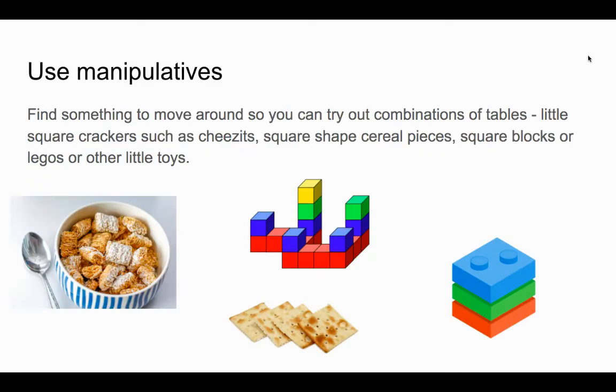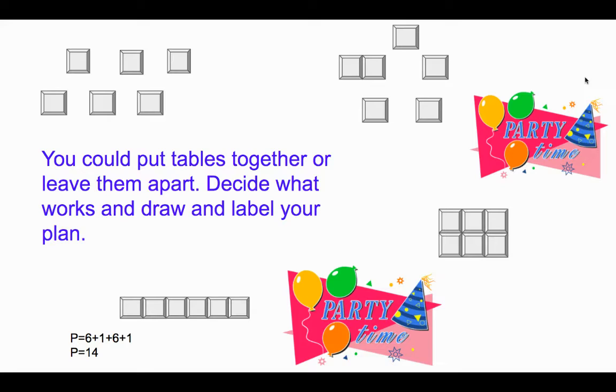All right. You might want to grab some manipulatives, like some square cereal or some crackers or some blocks or some Legos, maybe even some Cheez-Its, and use these to move around and make different combinations of tables. And count up the sides, and you need to figure out a combination that equals 18 because you have 18 people that need seats and no one is going to be left out. You can put tables together or keep them apart. You can put some together and keep others apart, but you're going to decide what works. Then you're going to draw and label your plan.